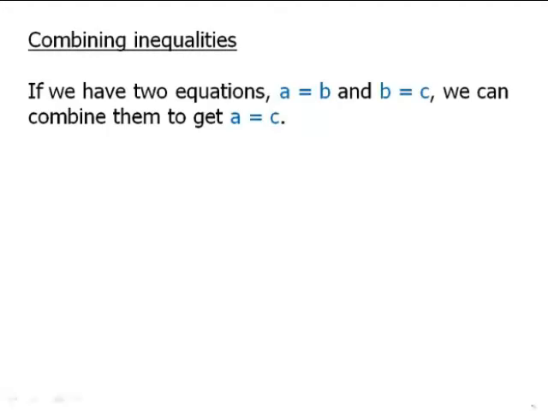So, combining inequalities. If we have 2 equations, first of all, a equals b and b equals c, we can certainly combine them to get a equals c. Technically, that's called the transitive property of equality.